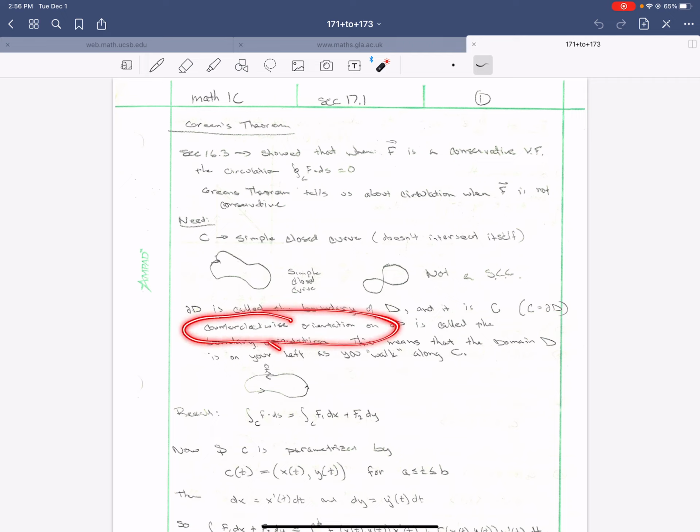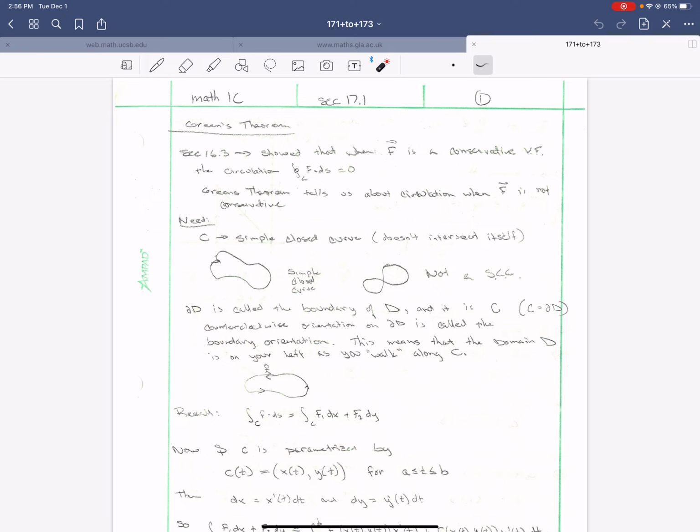Now, we want counterclockwise orientation. And I think this is where we measure counterclockwise in trig, and our parameterization for a circle using cosine t and sine t naturally makes it traverse counterclockwise. In here, we want counterclockwise also. That's called the boundary orientation. And we always want counterclockwise orientation to be positive.